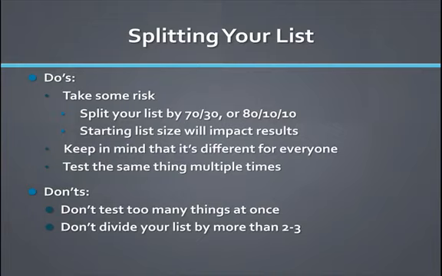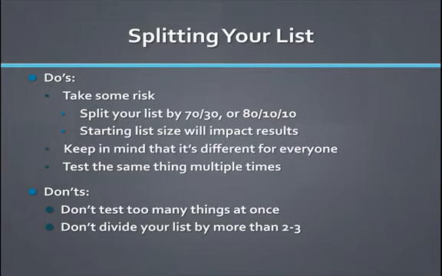So the smaller your list is, the more impact the people on the mailing list are going to have on your results. So that's why generally you need to have at least 1,000 for it to be pretty accurate. Generally speaking, most people do what's called an A/B split test.